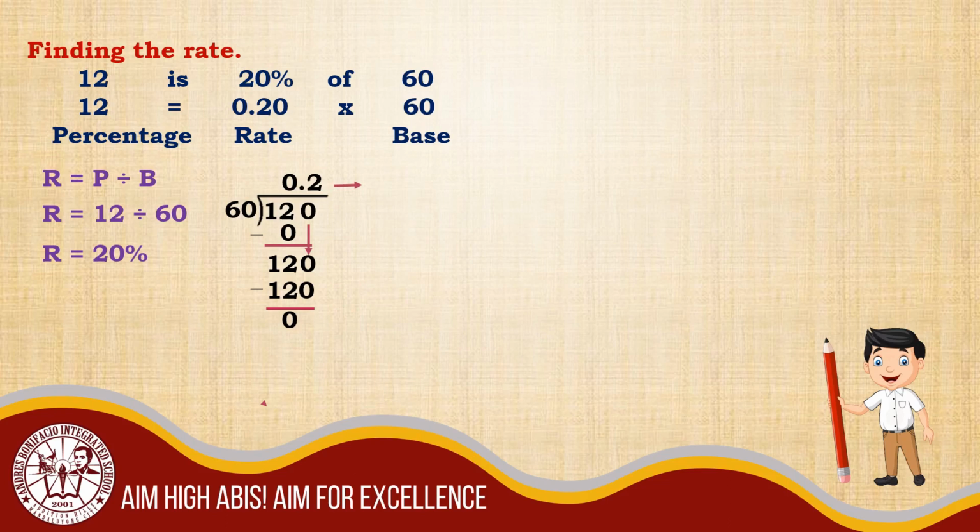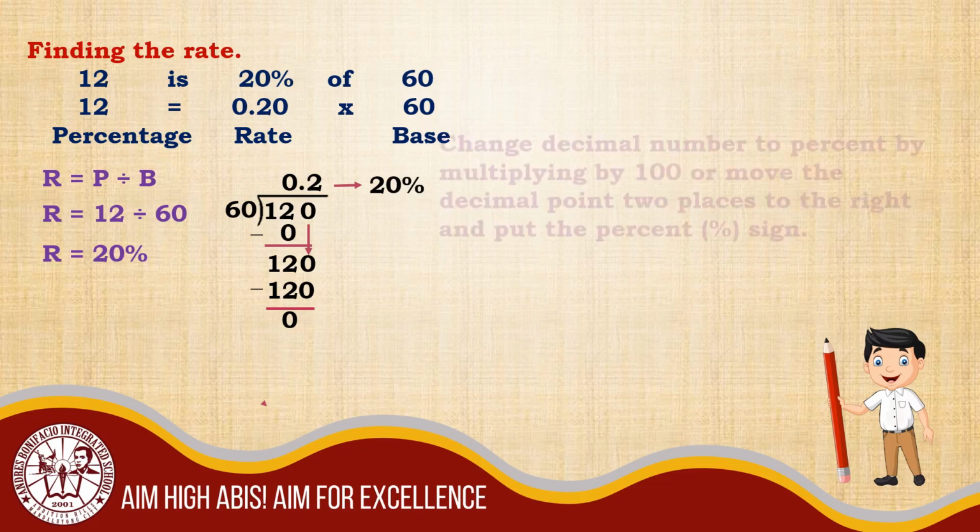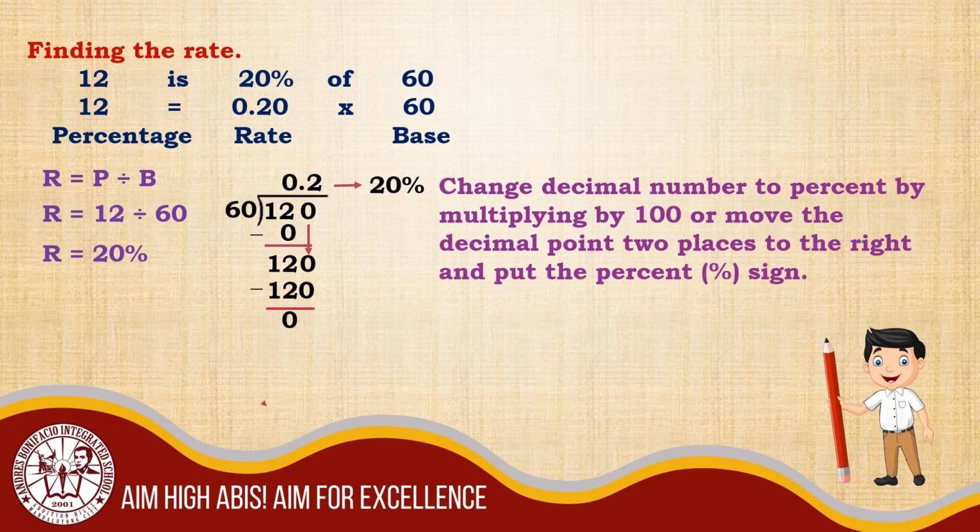Change 2/10 to percent by moving the decimal point 2 places to the right and put the sign of percent. Therefore, 20%. Change decimal number to percent by multiplying by 100 or move the decimal point 2 places to the right and put the sign of percent.